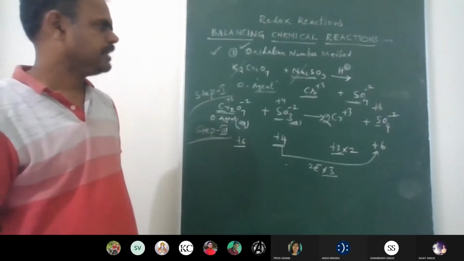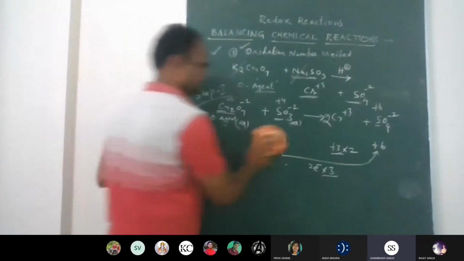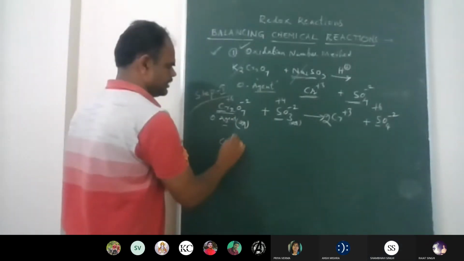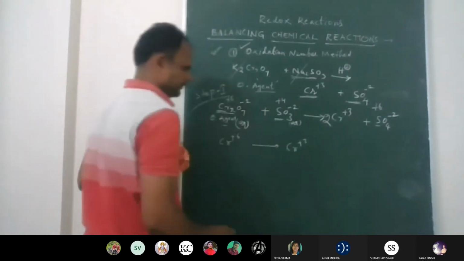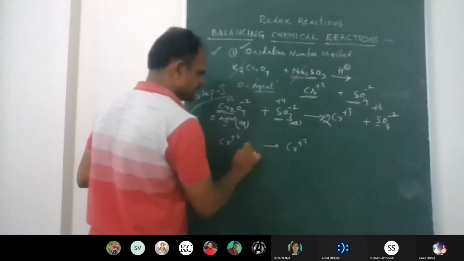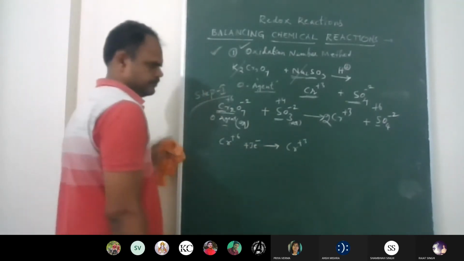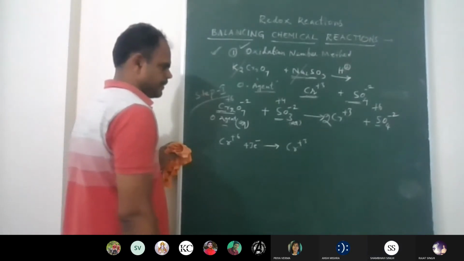Understand what I am telling? So this balancing of charges, please repeat. That means chromium plus 6 to chromium plus 3. So gaining how many electrons here? 3 electrons, no? Am I right? Yes. Understand?